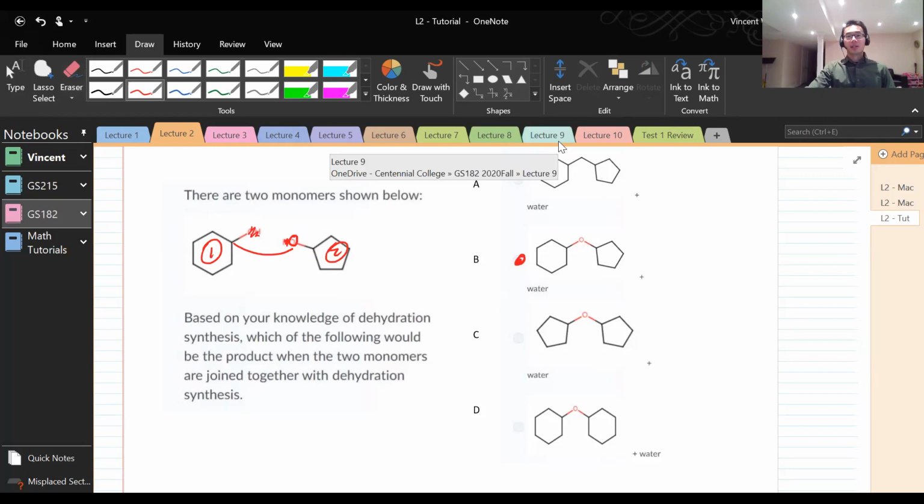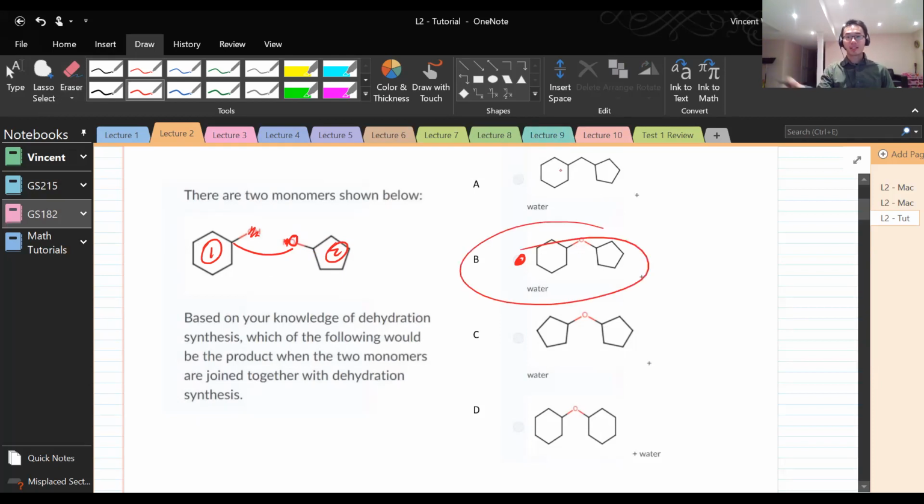Excellent. Are we good? So if you see this question, you know what to choose. Not necessarily B, because the answers are randomized, and you might get a slightly different diagram. But the point is, you know how to find the answers, hopefully.